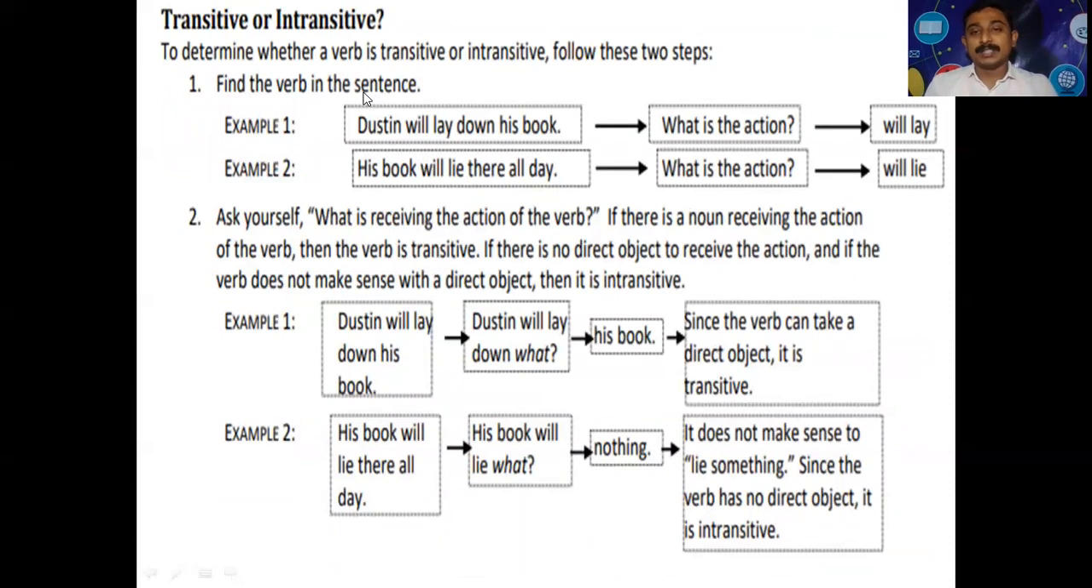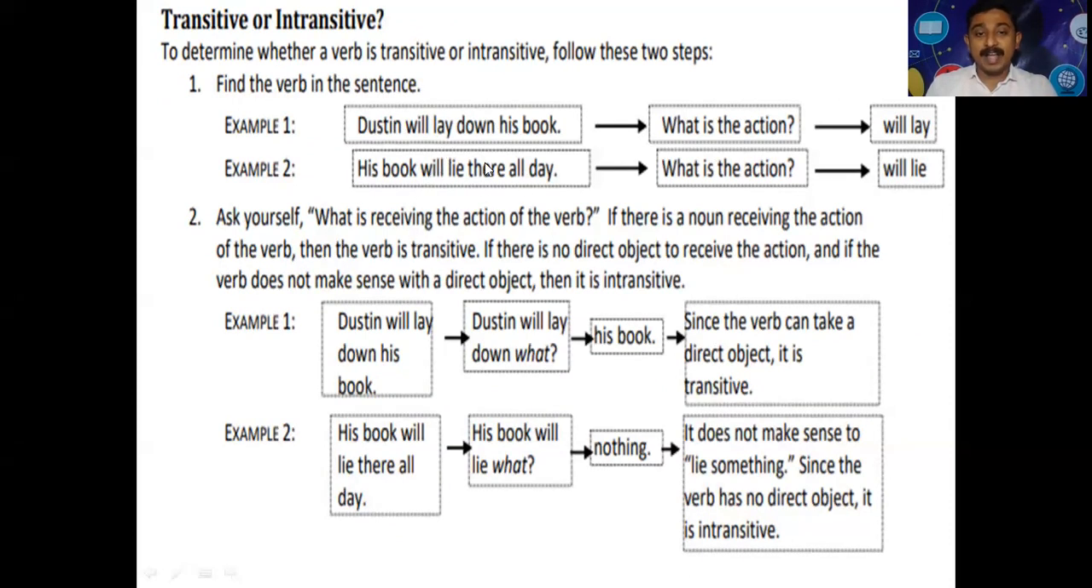Let us determine whether the verbs are transitive or intransitive. How do we determine? Let us have an example. Dustin will lay down his book. The action is lay or lay down. Who is receiving this action? Book. So this can be said to be transitive. You can put a question, what is action? First question that you need to put is, what is action? Lay down. Yes.